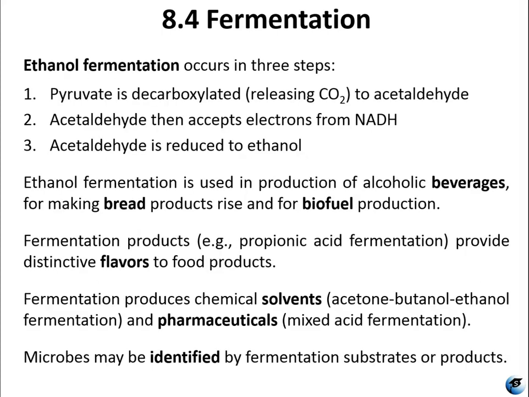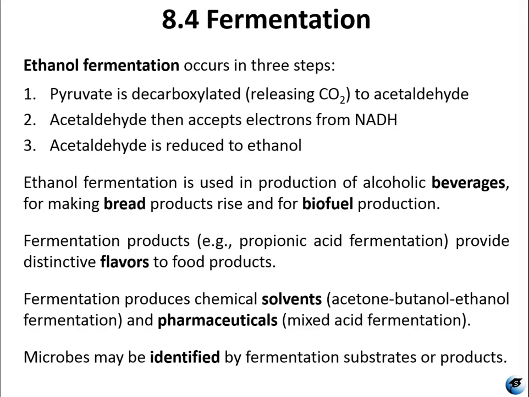Ethanol fermentation, pyruvate is decarboxylated. This releases CO2, and the product is acetaldehyde. Then that acetaldehyde accepts electrons from NADH, right? So acetaldehyde is the electron acceptor in ethanol fermentation. Acetaldehyde is then reduced to ethanol. This process is used to make alcoholic beverages, and it also makes bread products rise because of this release of CO2, and it's also used in biofuel production.